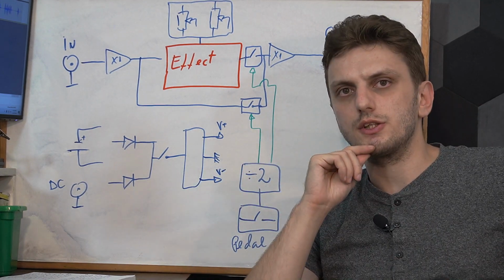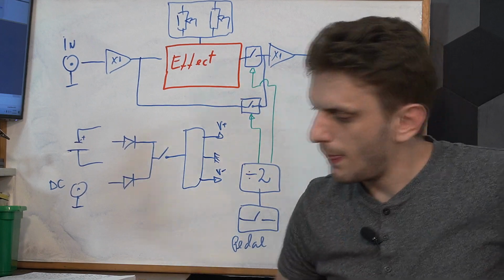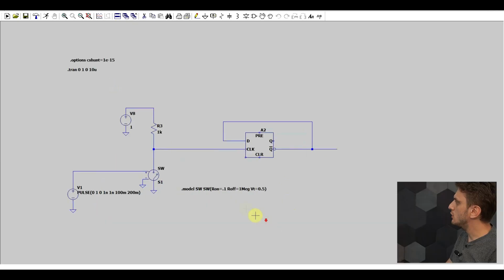So let's look at the circuit in a bit more detail. Let's start things off by looking at the digital part of the circuit, so the pedal switch and the divide by 2 circuit. This is basically the circuit that we need.